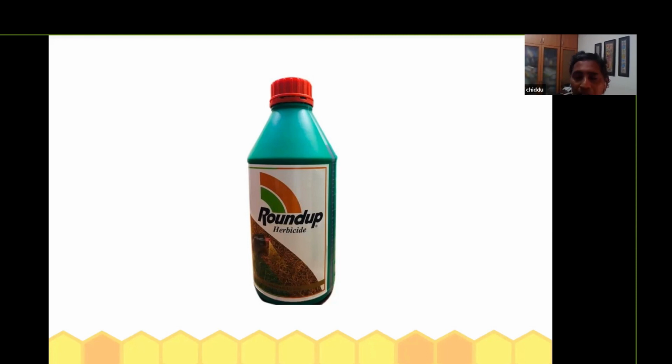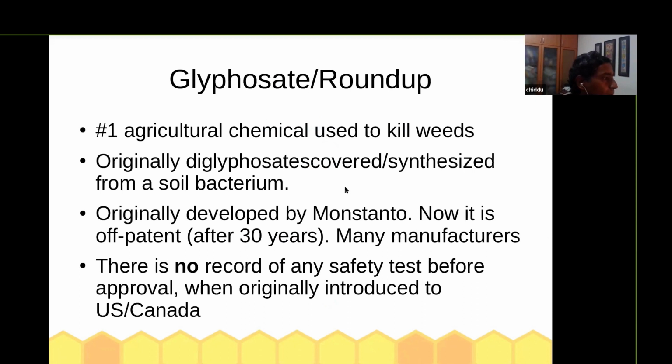But as we go ahead, we can see the usage of glyphosate has gone beyond just killing weeds. It was actually discovered and synthesized from a soil bacteria by Monsanto, and Monsanto had the patent for it for 30 years, probably more than 30. It's been used since the 1970s. Remarkably enough, nobody has the original documentation based on which it was approved to be safe for usage.